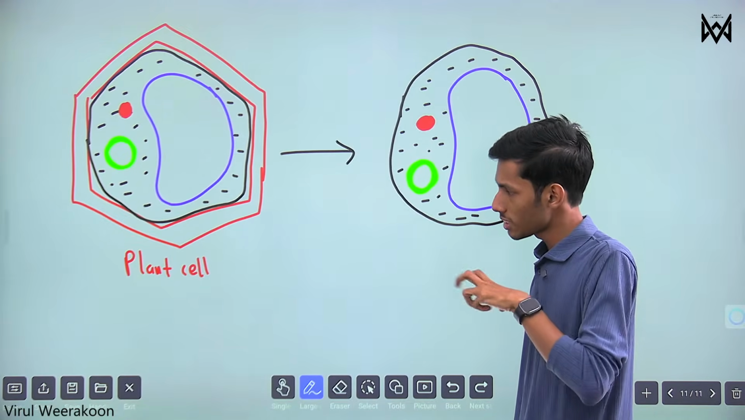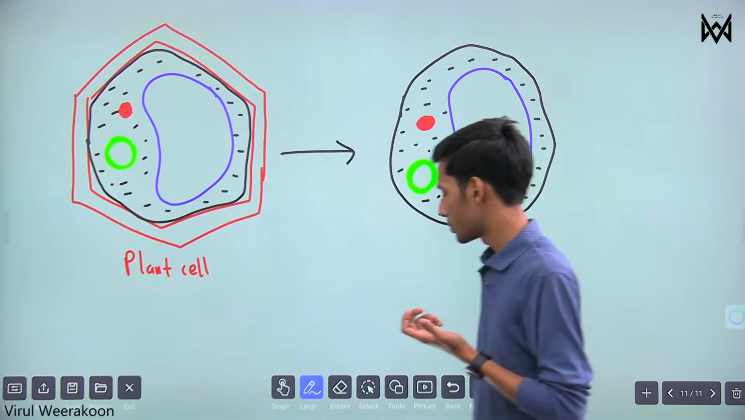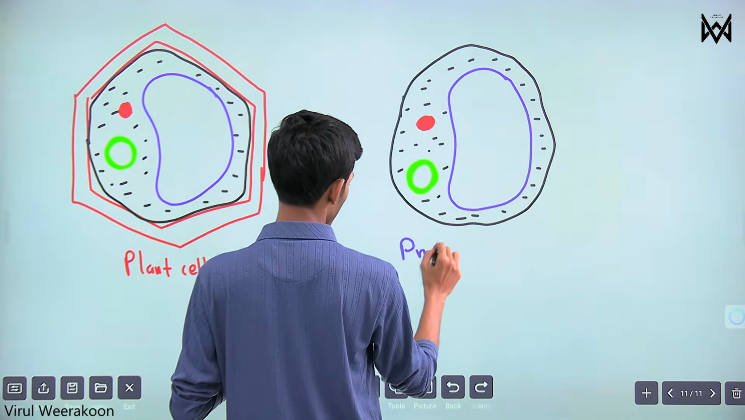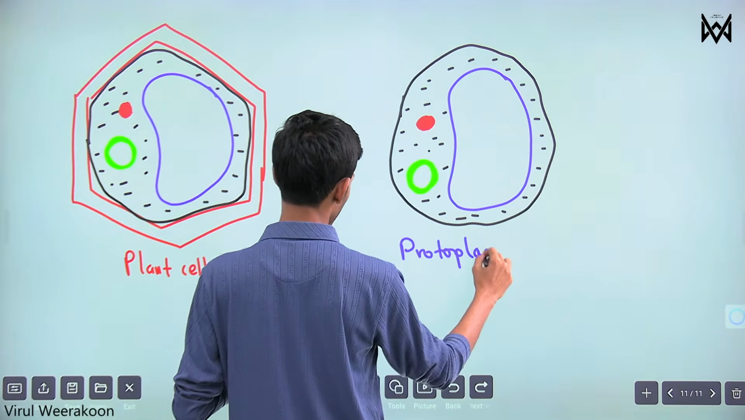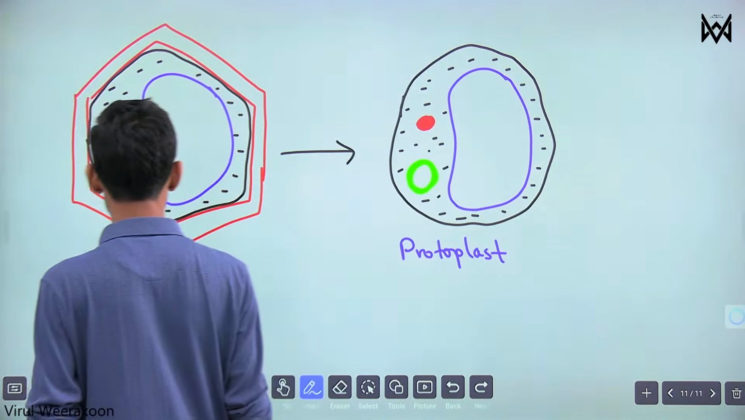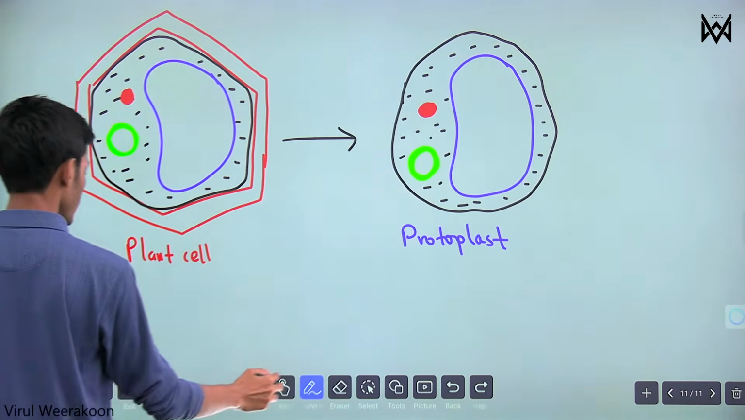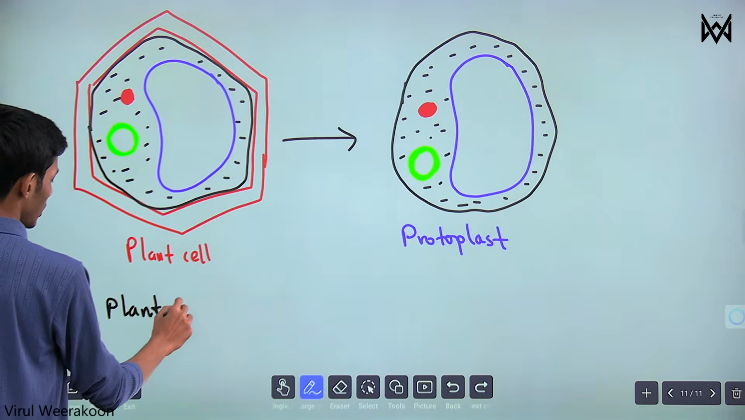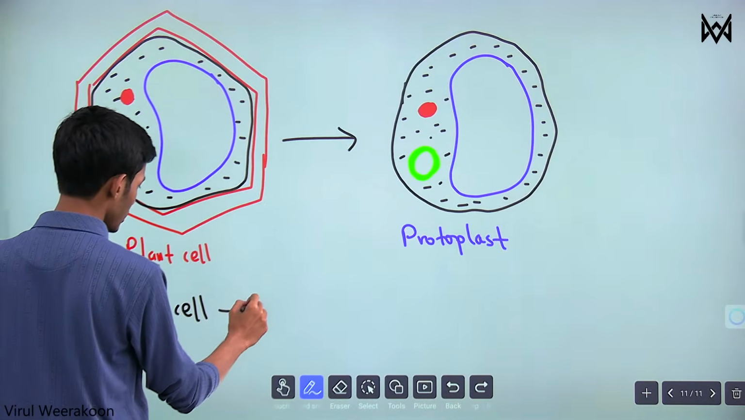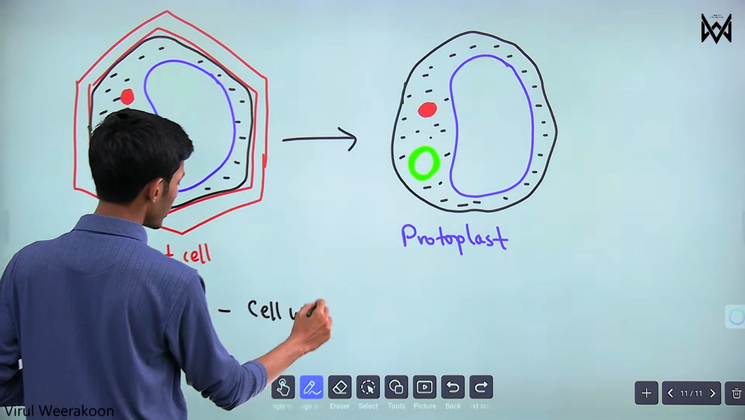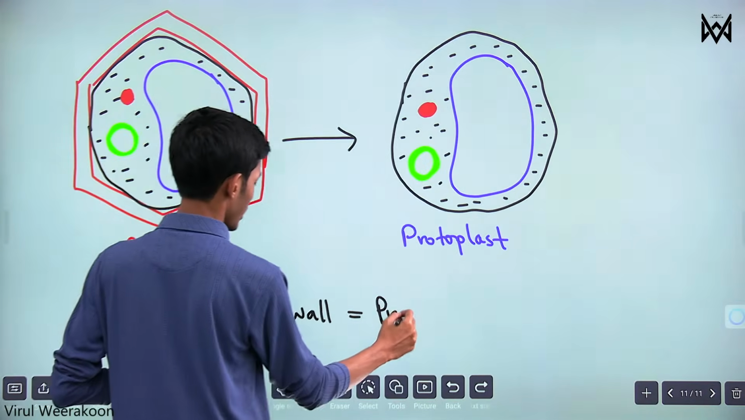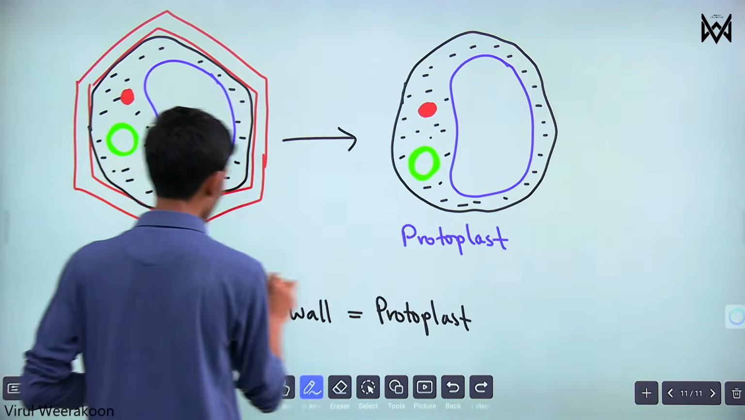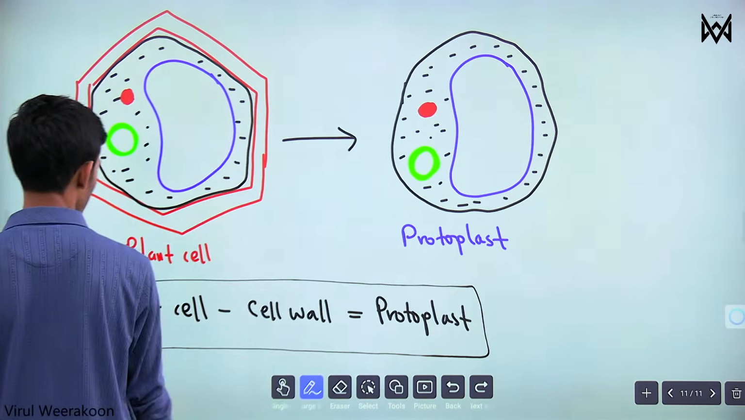So actually this is a kind of special structure, and we name it protoplast. Mind you, protoplast, a very important factor. Then you can see a relationship here: plant cell minus cell wall equals protoplast. This is a very important point. Plant cell minus cell wall gives out protoplast.